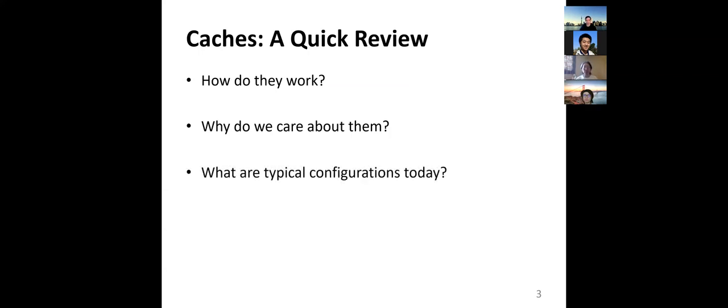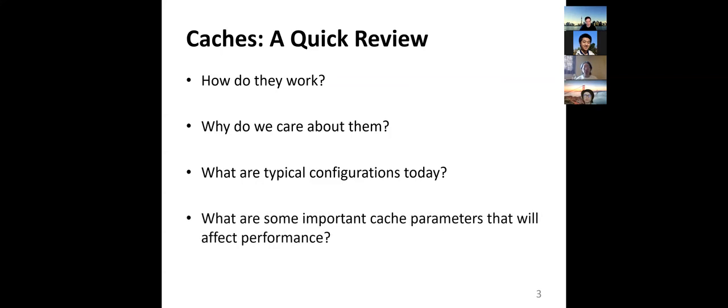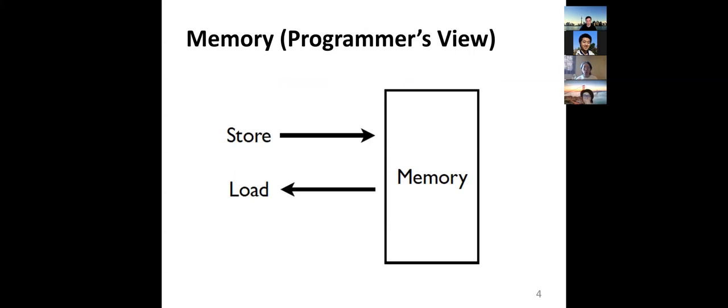We're going to talk about the typical configurations that exist today. I'll show you some relatively recent chips and how important the caches are there. You're going to see it from the layout of the chip. And we're going to talk about some important cache parameters that will affect performance.